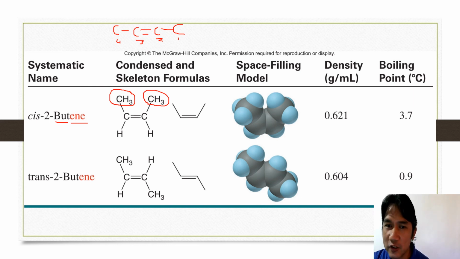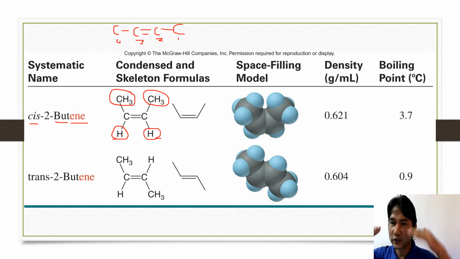That's why the designation is cis. Okay, as you can see also, the hydrogen atoms are on the same side. So the methyl groups or the substituents are at the same side, the hydrogen atoms are at the same side. Okay, we call this geometric isomer cis. All right, this happens only in molecules that have double bonds.